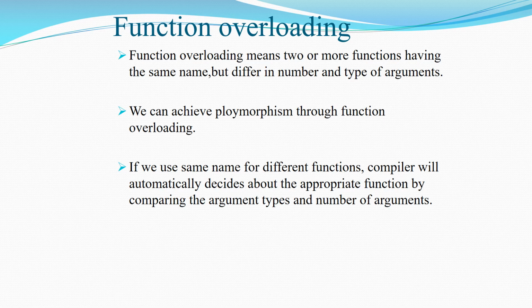Once again, function overloading means two or more functions having the same name but differing in number or types of arguments. By using function overloading, we can achieve polymorphism. If we use the same name for different functions, the compiler will automatically decide the appropriate function by comparing the argument types or the number of arguments passed to the function. This is how we achieve function overloading. We'll see how it is processed by looking at the syntax on the next slide.